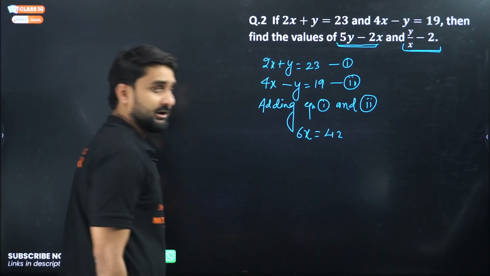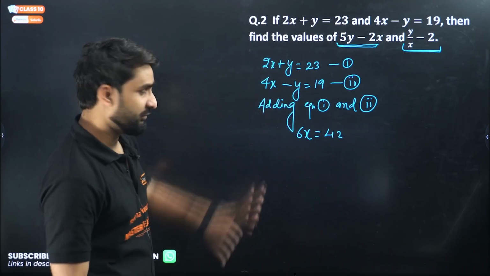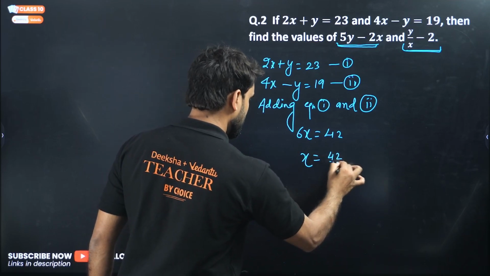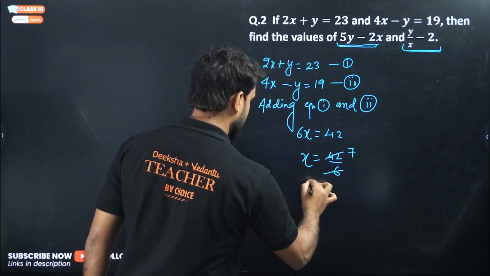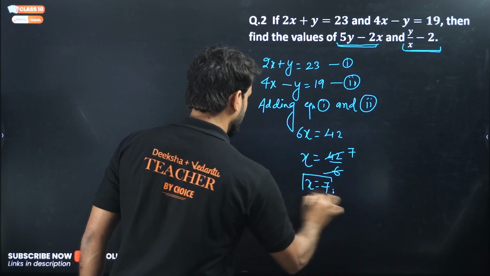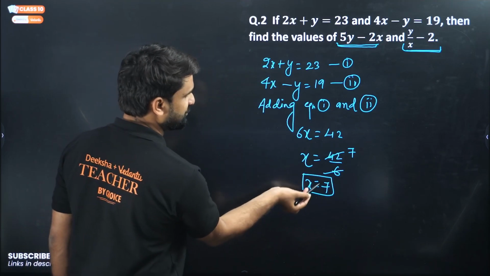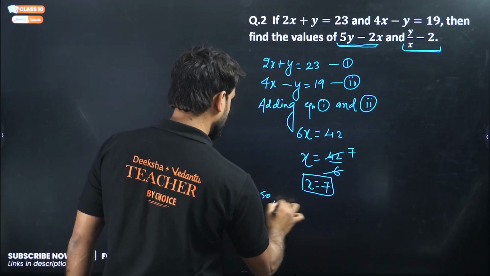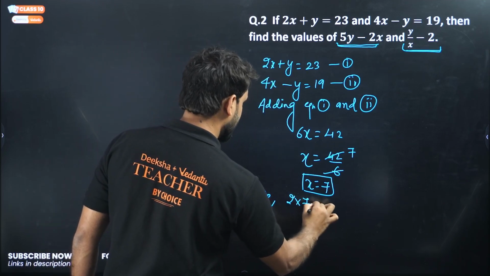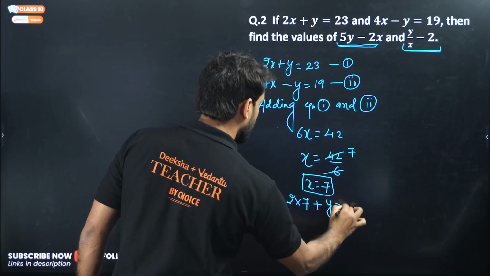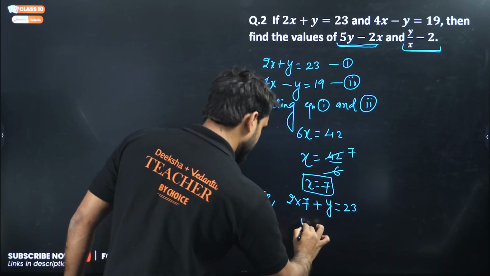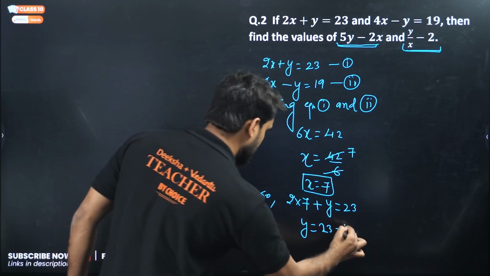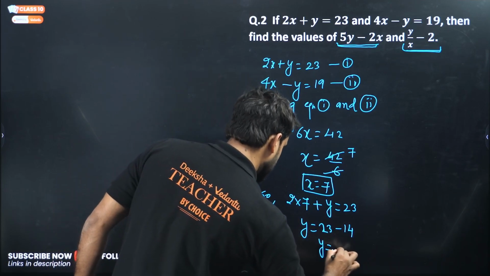I hope this is clear to everyone. The summation of 23 and 19 is 42, and we are getting x as 42 by 6, which will be equals to 7. I hope this is clear to you. Now put this value x equals to 7 in any equation. So I can put here, 2 into x, which is 7, plus y equals to 23. So y will be 23 minus 7, which is 14. So we are getting y as 9 here.